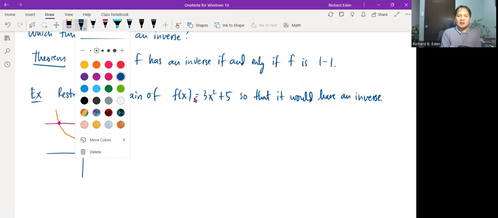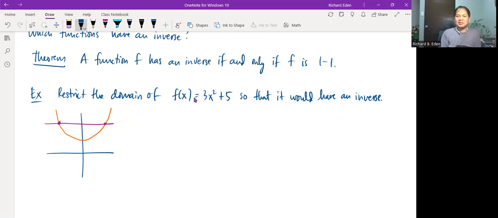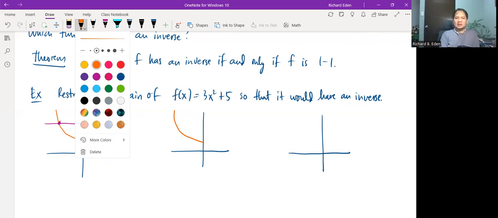So for the function f to be invertible, for it to have an inverse, we should restrict its domain, make it smaller so that the graph that we would end up taking would just be a portion, and the resulting graph should be 1-to-1. So there are two general options. Either we take only this portion of the graph, or we take only this portion of the graph, the one on the right.